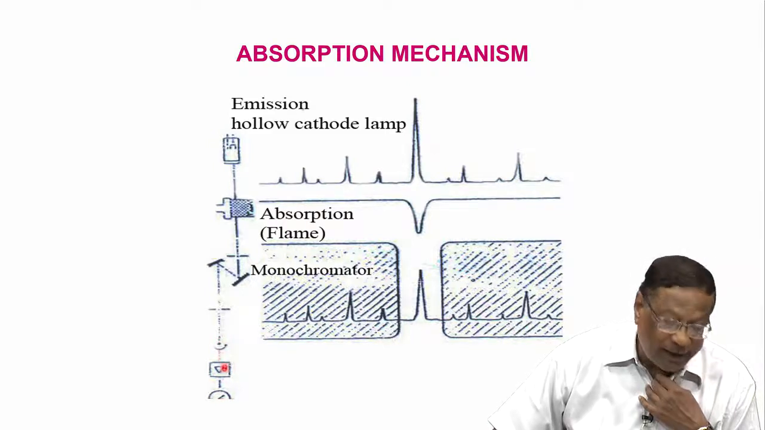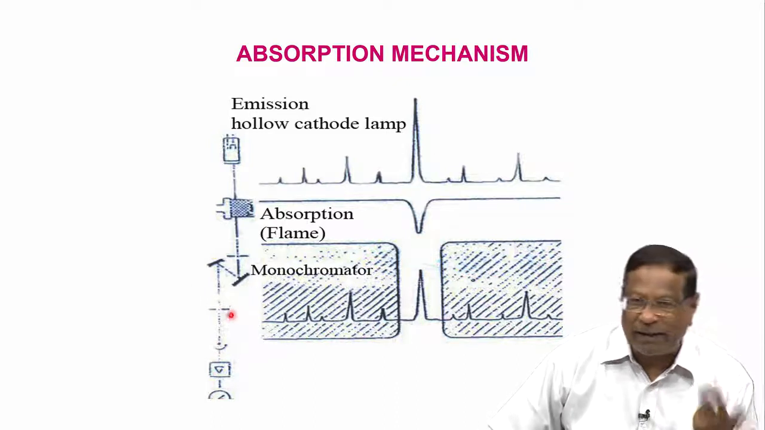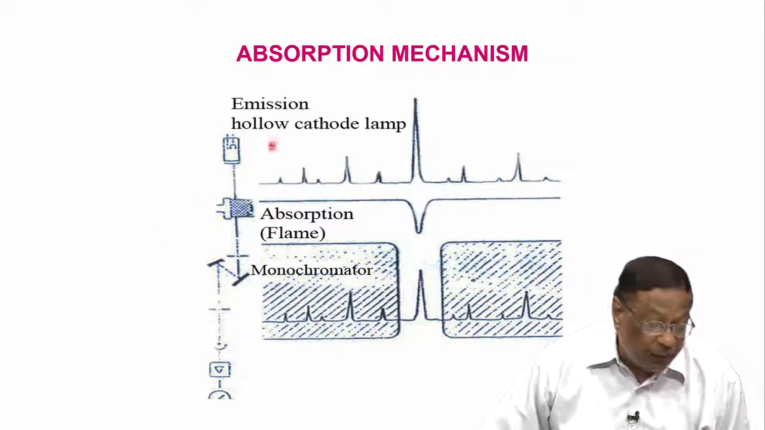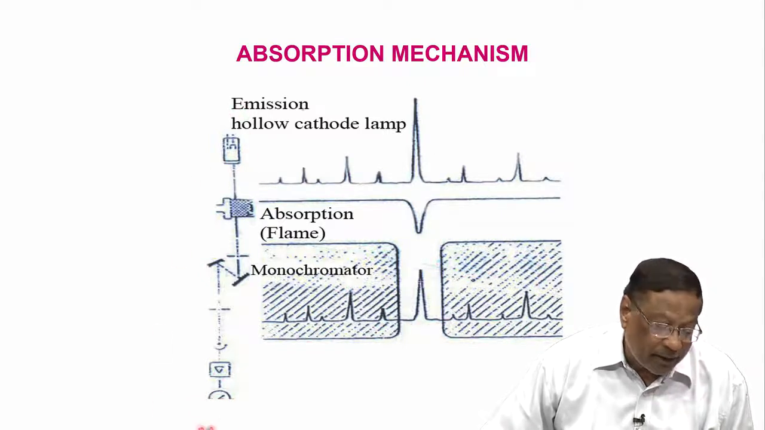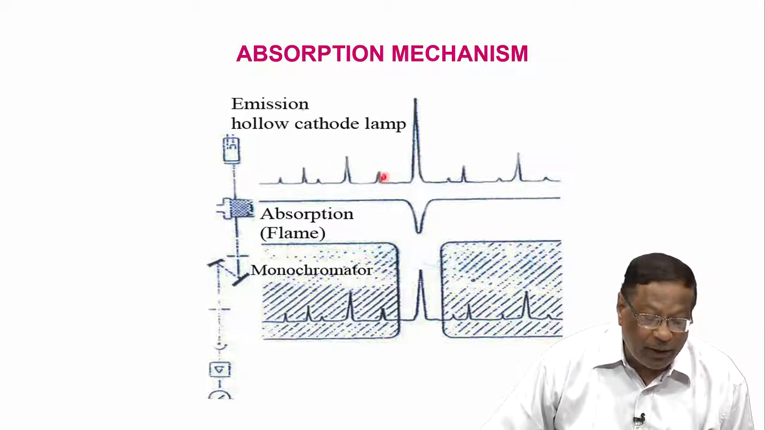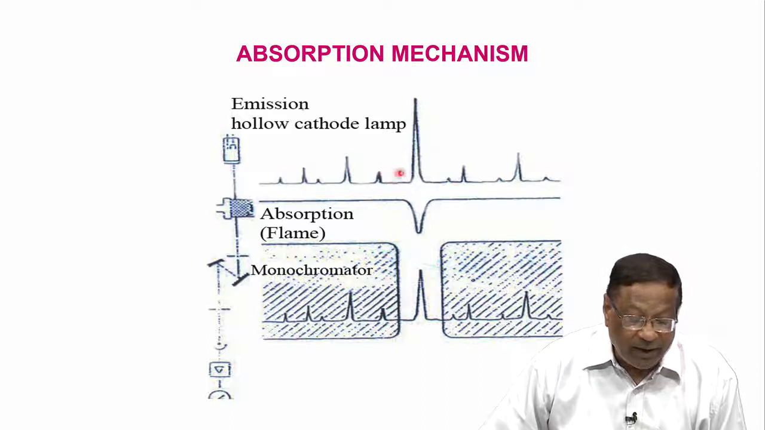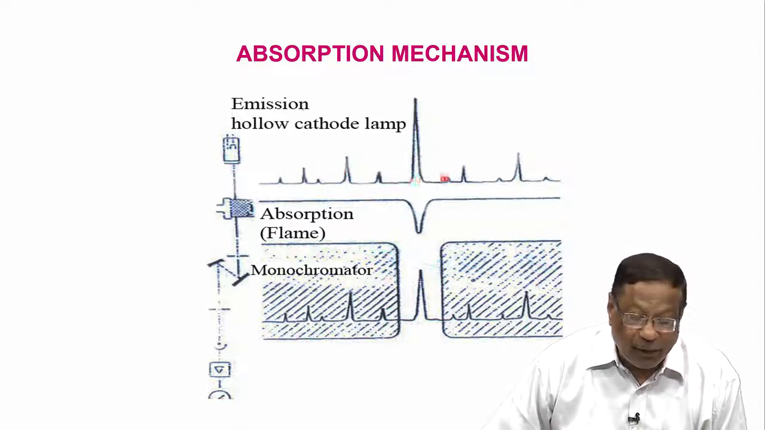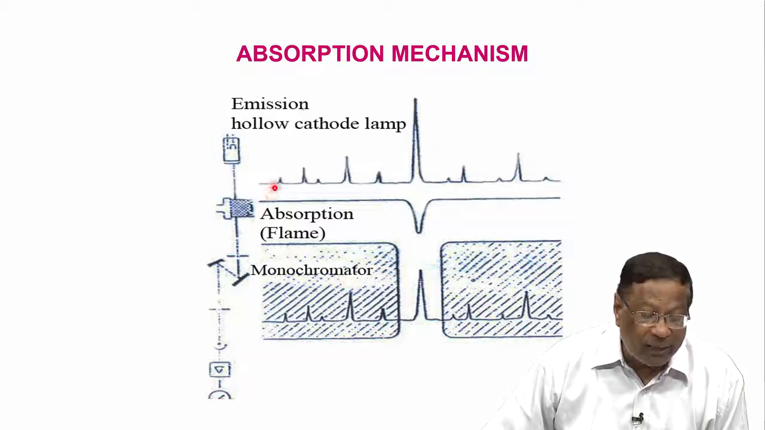Once I have the detector, its signal is further processed by amplification and other things. The left part is showing you the path of the radiation, and the right side here on the top, what I am showing you is the resonance lines from the element, from the hollow cathode lamp. There is one here, assuming that we are determining copper.